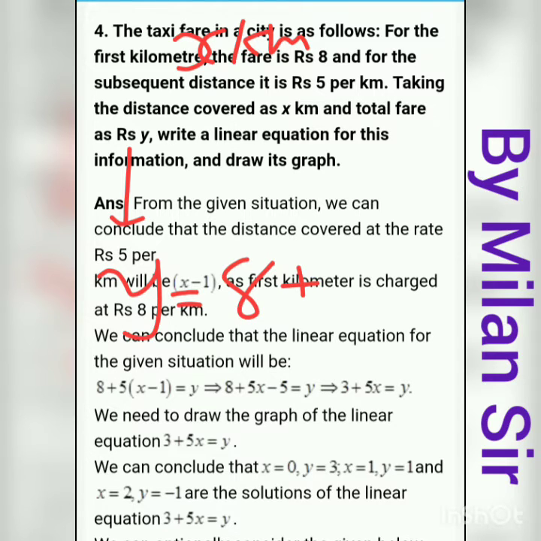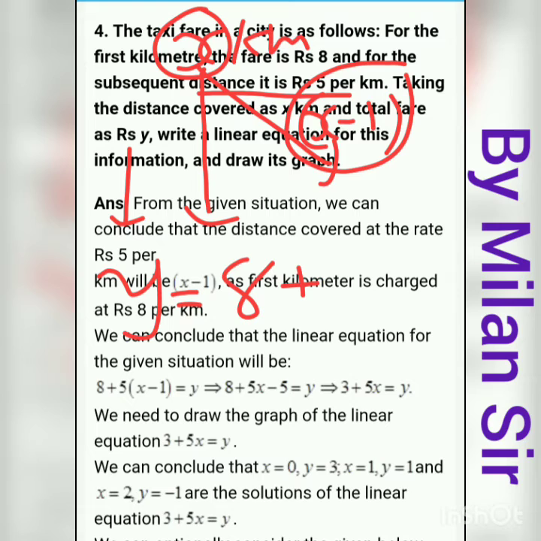Now for the remaining distance, we need to pay rupees 5 per kilometer. Total distance is x kilometer, but out of that, for the first kilometer we already paid rupees 8. So the remaining distance is x minus 1 kilometer. Now we need to pay for the remaining distance, that means x minus 1, and per kilometer we need to pay rupees 5, so multiply by 5.